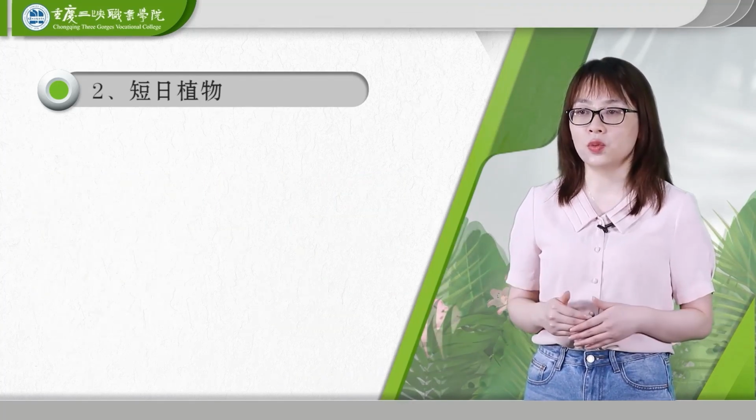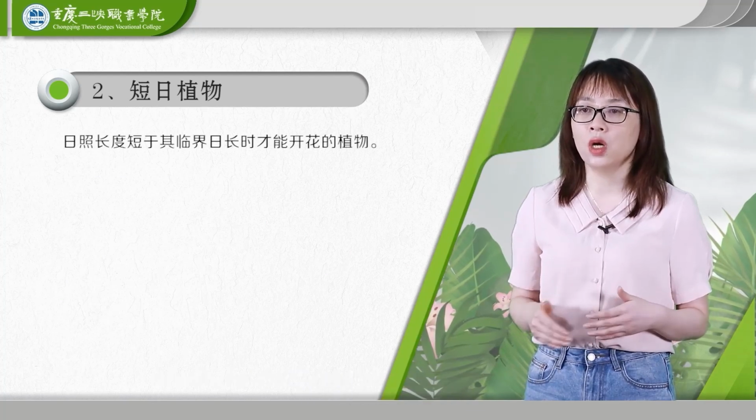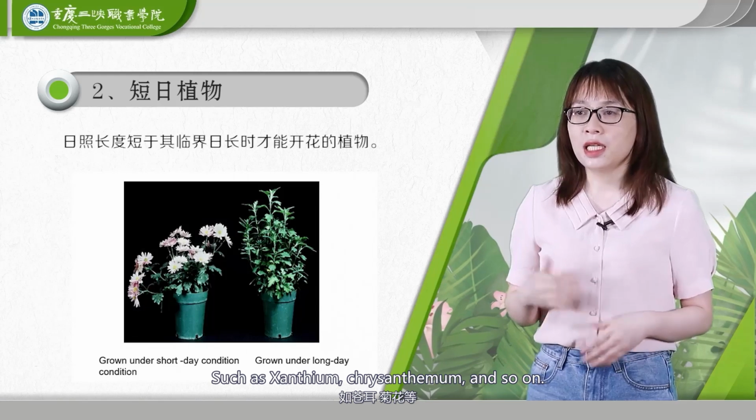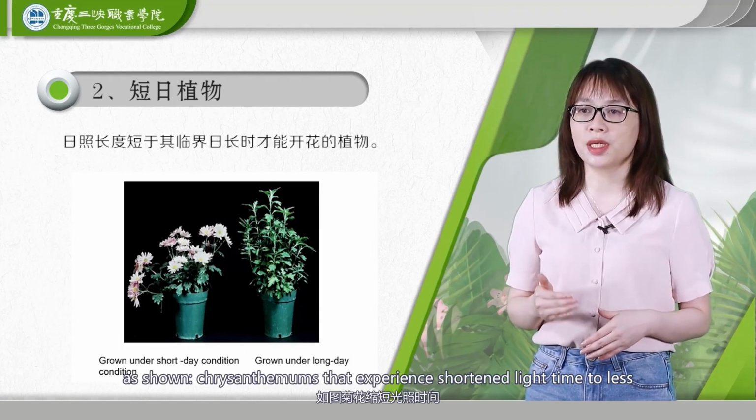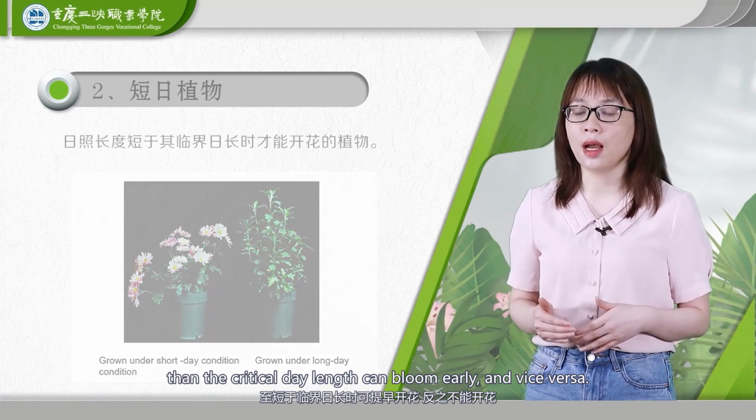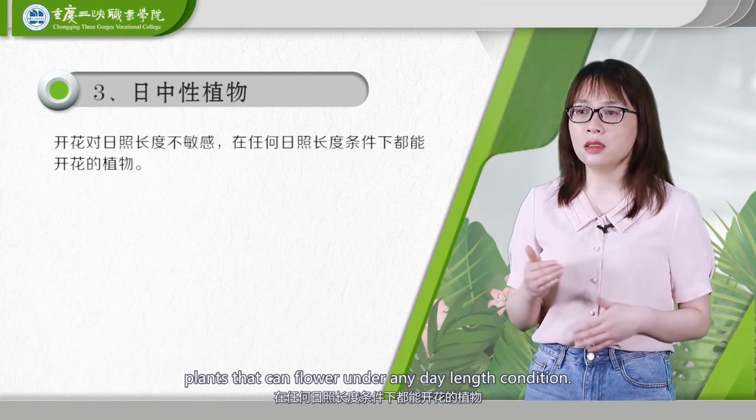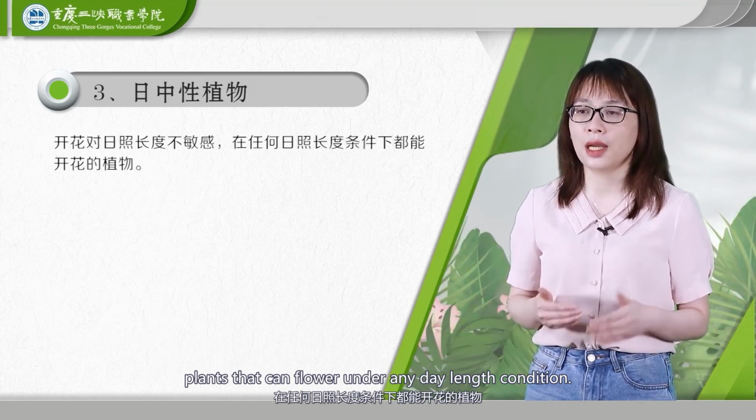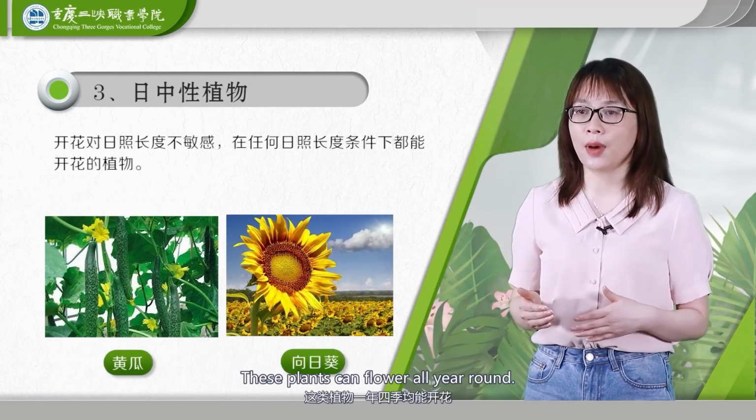2. Short day plants refers to plants that flower only when the day length is shorter than their critical day length, such as xanthium, chrysanthemum, and so on. These plants usually bloom in the autumn as shown. Chrysanthemums that experience shortened light time to less than the critical day length can bloom early, and vice versa. 3. Day neutral plants. Flowering is not sensitive to day length. Plants that can flower under any day length condition, such as cucumber, sunflower, and so on. These plants can flower all year round.